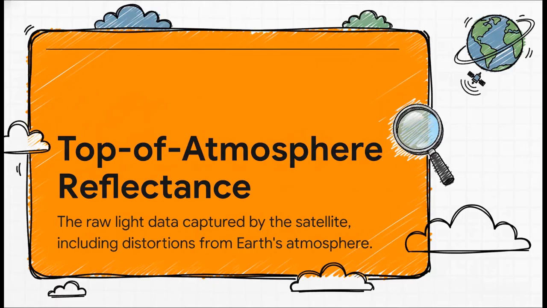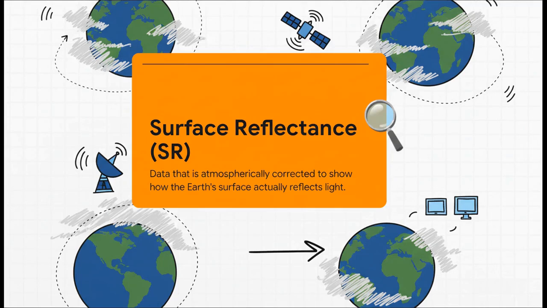Top of atmosphere data is like taking a picture of the ground from space through a slightly hazy, maybe even dusty window. That haze, that's our atmosphere. So the image you get is a little distorted by things like water vapor and dust. It's the light just as the satellite sees it. Now, surface reflectance data, that's the same photo, but after scientists have digitally cleaned the window. They've used algorithms to remove all those atmospheric effects. What you're left with is a much more accurate picture of what the Earth's surface truly looks like. So for pretty much any land-based analysis, this is the one you want.